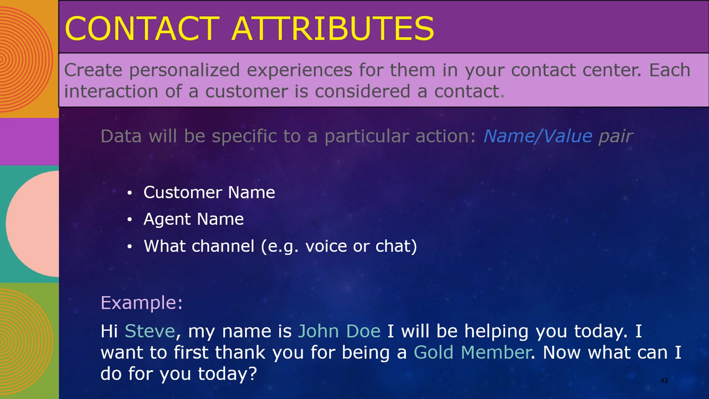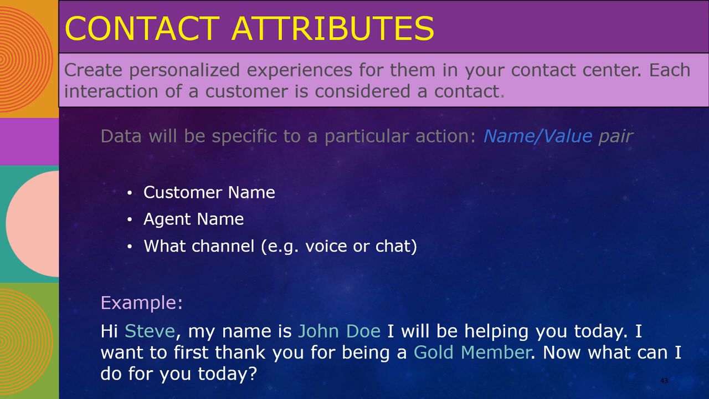Okay, so what are contact attributes? If you have Amazon Connect, you have a contact center, and you can create personalized experiences for it. When the customer is interacting with an agent or self-service, the contact attributes are used to personalize that whole experience.